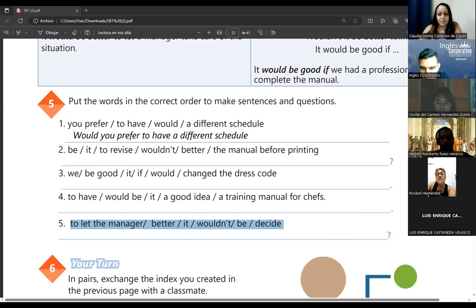Solicitar. Is it a request? It would be better if I apply for the license. All right, very good, Mr. Sibel, thank you. How about, let me see, Mr. Juan Antonio. Three sentences using it will be better.